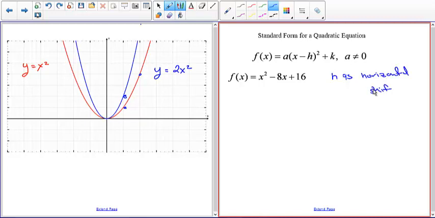I think in the previous chapter, they were in standard form, but a lot of times they're not in standard form. So by putting it in standard form, you'll know where the vertex is. If a is positive, then it'll be pointing upwards. If a is negative, pointing downward.